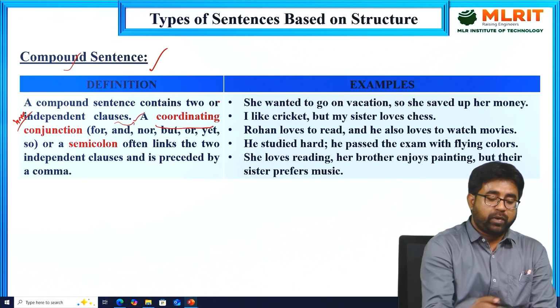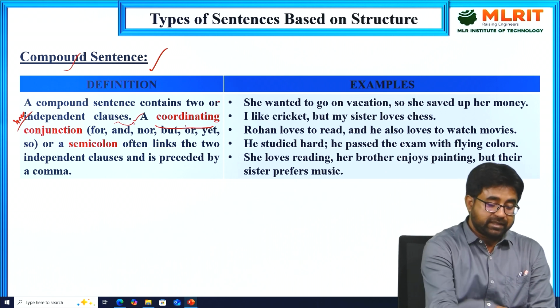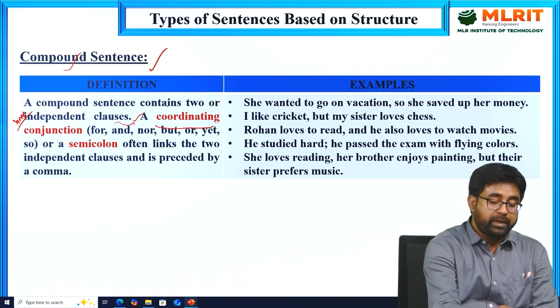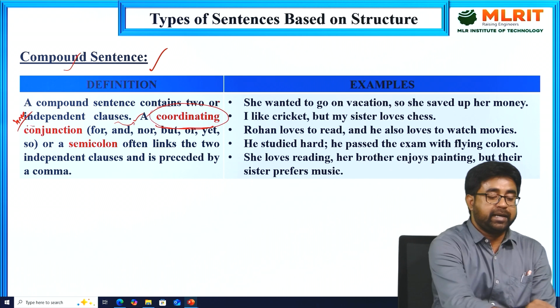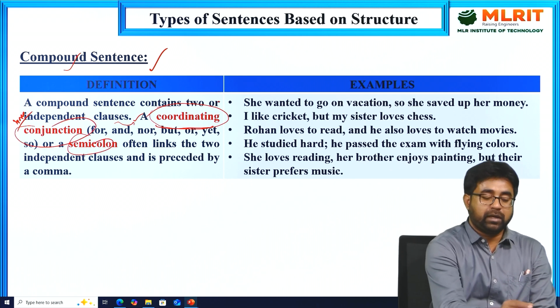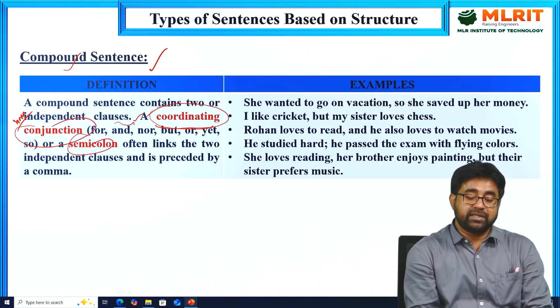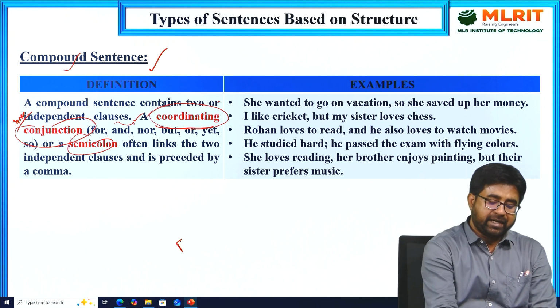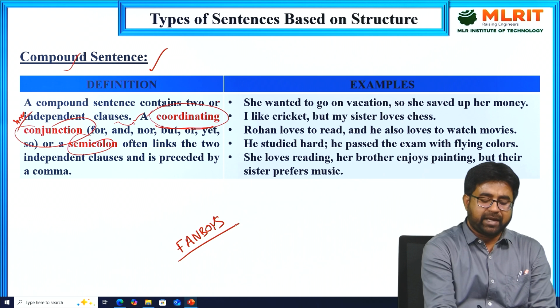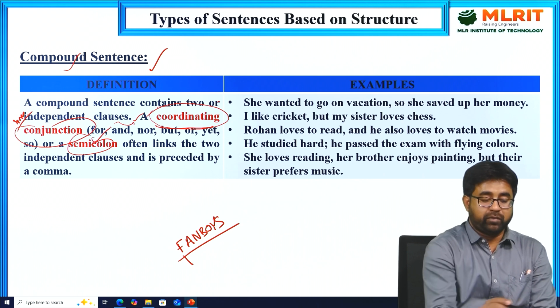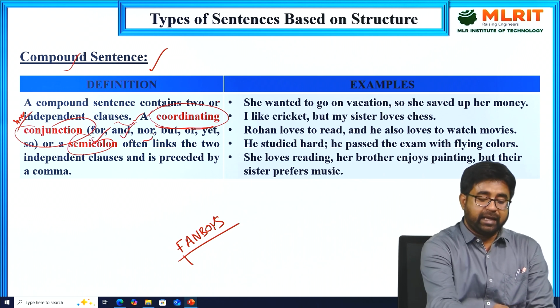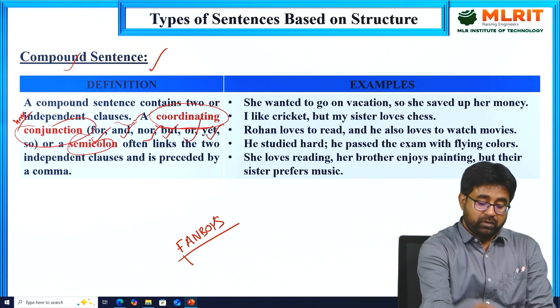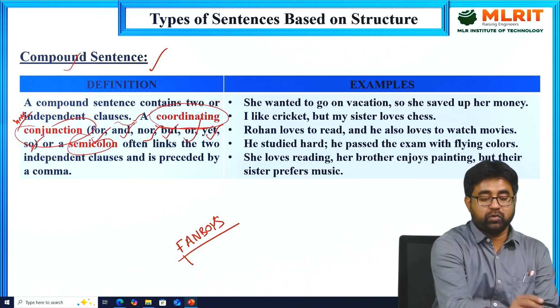And another important thing you need to know about compound sentences is that those clauses would be joined by a coordinating conjunction or a semicolon. Now, what the coordinating conjunctions are is very easy to understand, because there are only 7. You can remember them with this word, FANBOYS. So what is FANBOYS? You can see F for, A for and, N for nor, B for but, O for or, Y for yet, and so the last one.